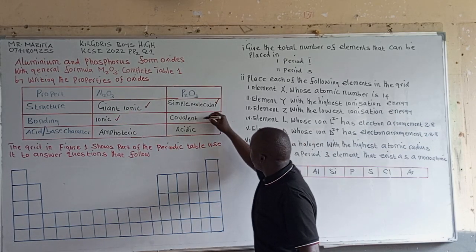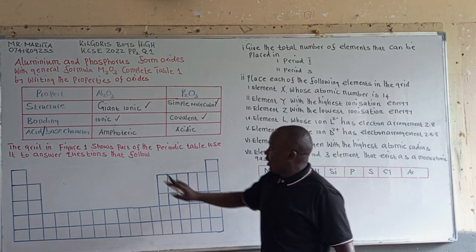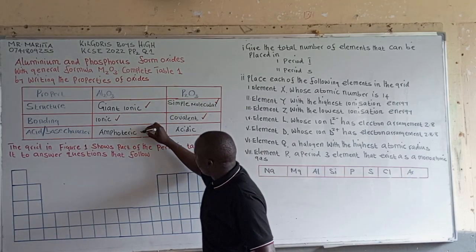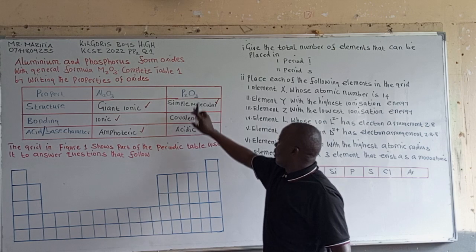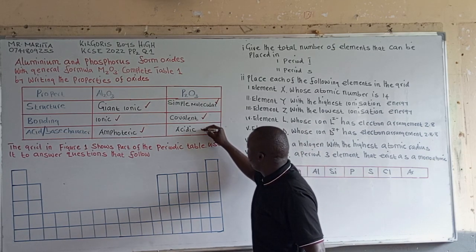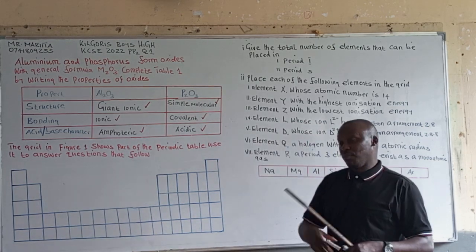The phosphorus oxide has covalent bonding. Acid-base character, this one is amphoteric, and the phosphorus oxide is acidic. This was a very simple question.